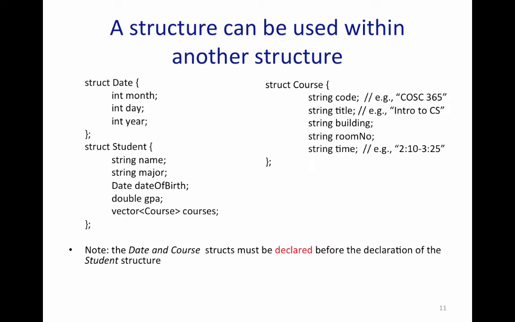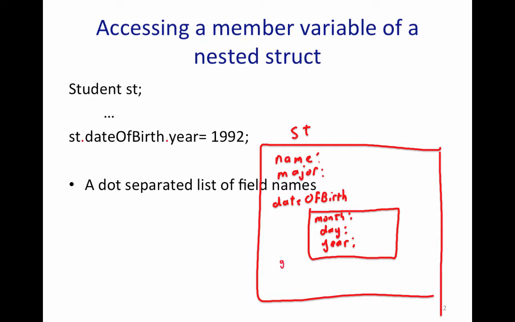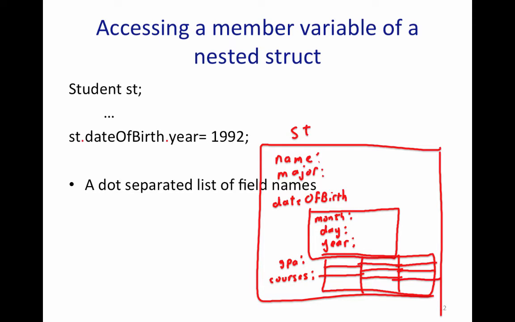Okay, and then there was GPA, and then there was courses, which is a big vector of courses. I'm not going to write out all the information for courses, but it has all the information for each course. So if we want to assign 1992 to year, we say first ST, then date of birth gets us down to this field, and then year gets us down to there where it becomes 1992.